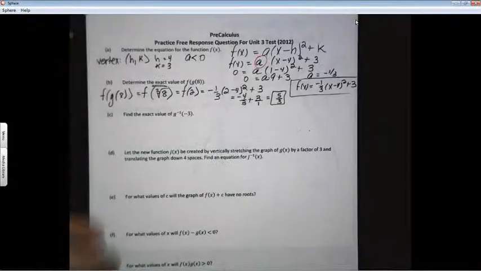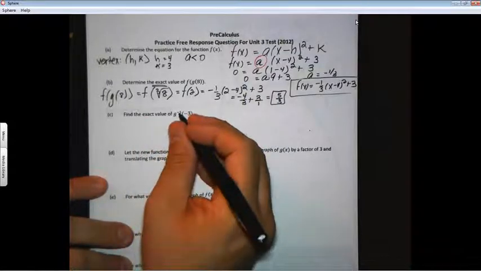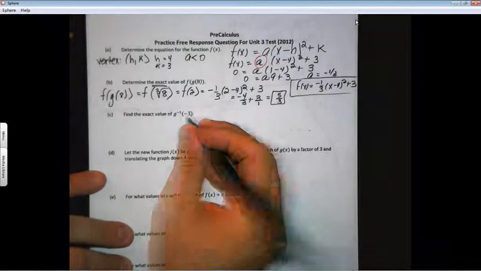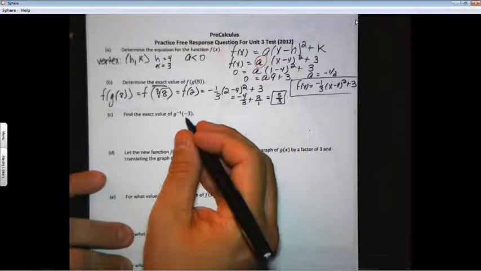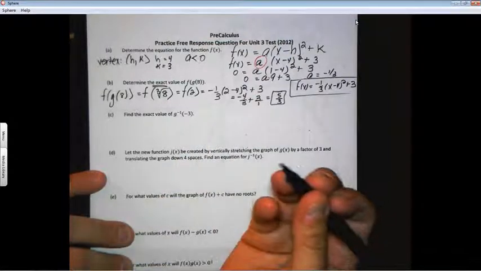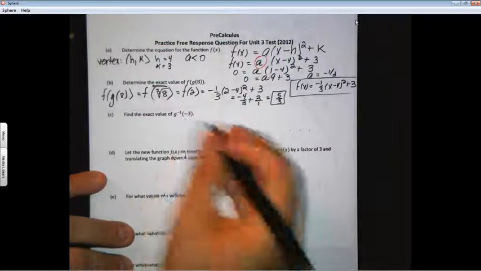I can get a common denominator. Negative 4/3 plus 3 over 1 is the same as negative 4/3 plus 9/3. And so we get 5/3 as the exact value for f of g of 8. All right, let's keep going.